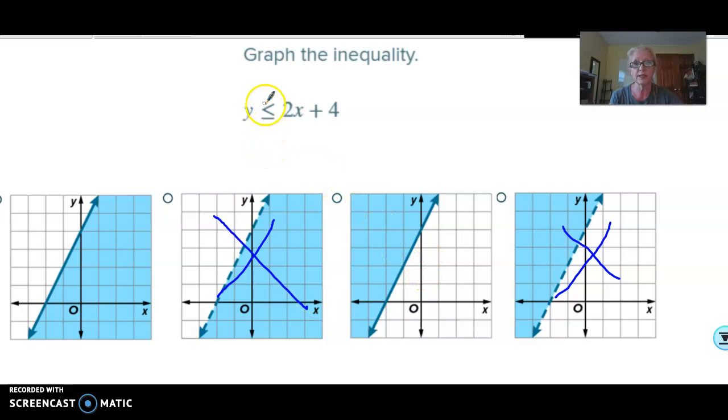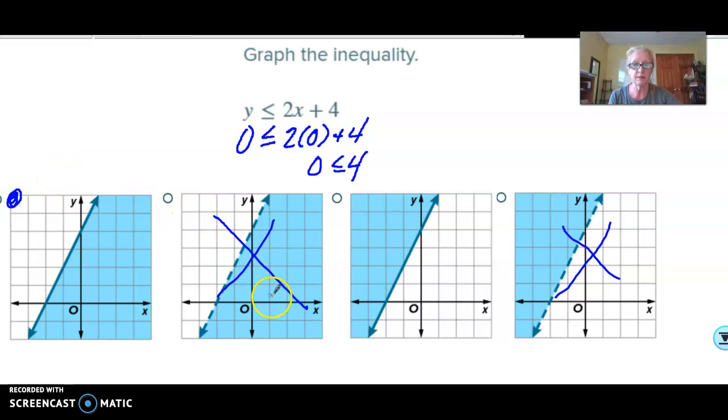Using the graphic organizer, it says a less than means you shade below the line. Well, this one appears to have the shading below the line. It's a judgment call, but yeah, it's below the line. So I'm thinking this one's the right one. Again, if we use a test point of 0, 0, we would do 0 is less than or equal to 2 times 0 plus 4. And in fact, 0 is less than or equal to 4. So this is our winner here, and you just pick that one.